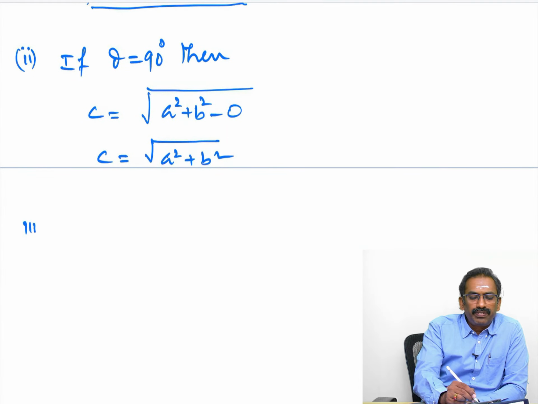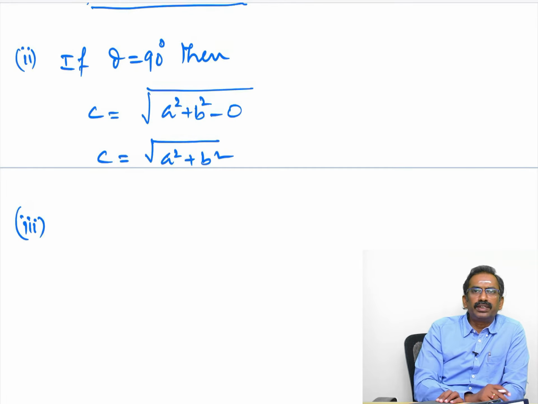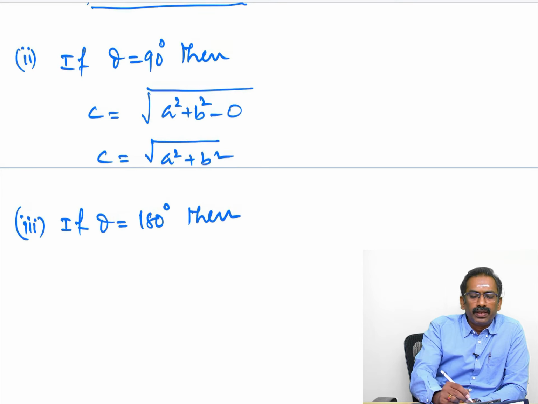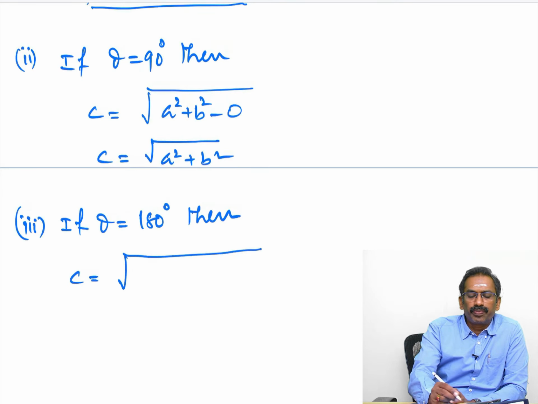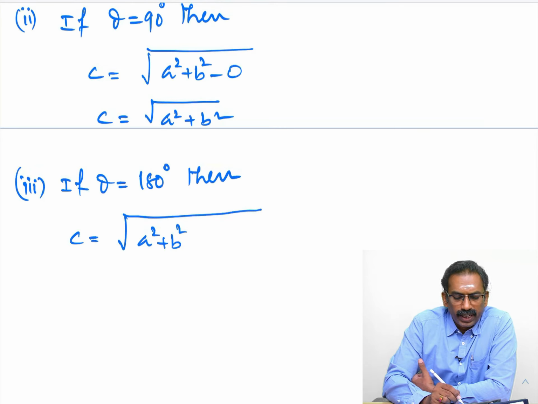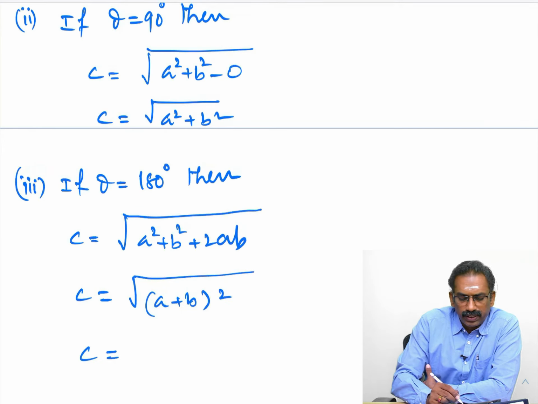Third case, if two vectors, a vector and b vector, act in the opposite direction, then what is the magnitude of a minus b? Theta is equal to 180 degrees. Then c is equal to square root of a square plus b square minus 2ab cos 180. Cos 180 is minus 1, therefore minus 1 into minus 2ab is plus 2ab, and c is equal to square root of a plus b the whole square. Then c is equal to a plus b magnitude.